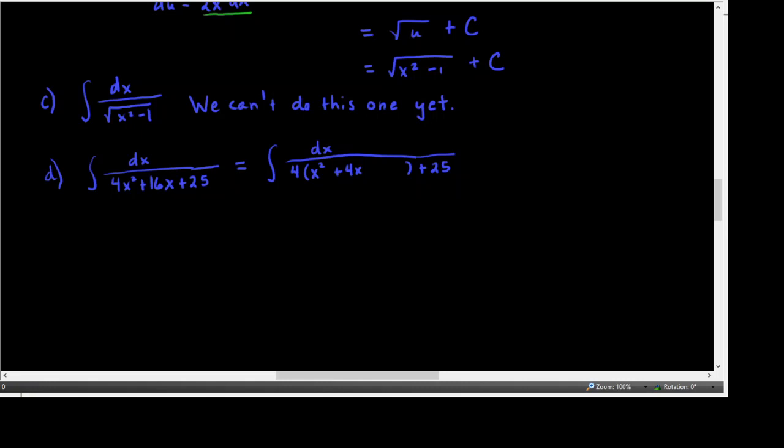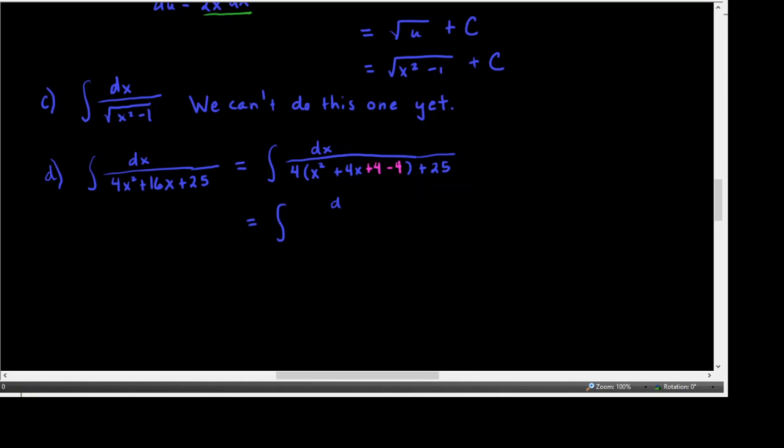Okay, so completing the square, now that the coefficient of x squared is 1, half of the coefficient of x, half of 4 is 2, 2 squared is 4, so I'm going to add 4 to complete the square, but I can't just add 4, I need to subtract 4, so that in essence I've added 0 inside of those parentheses.